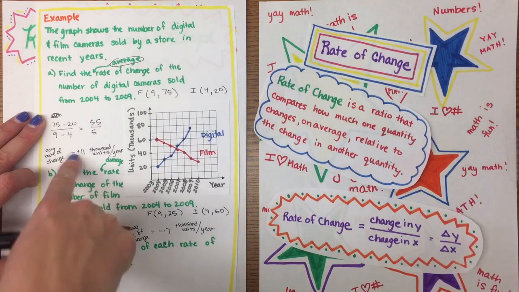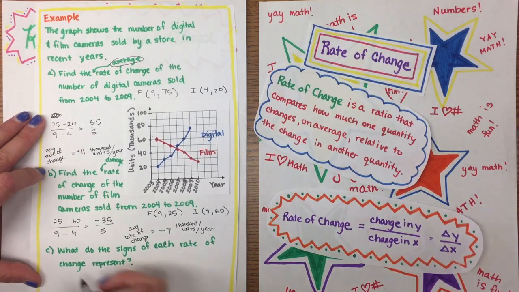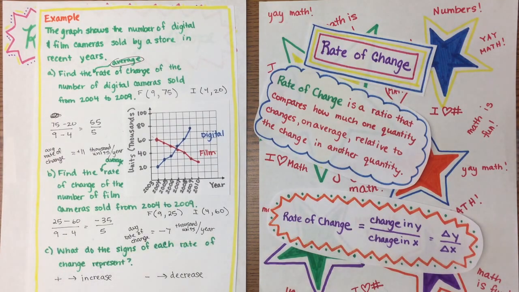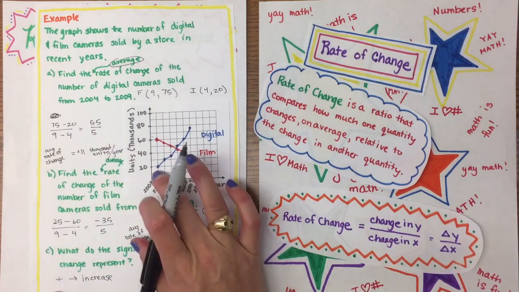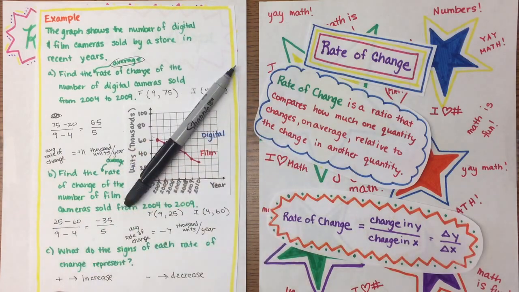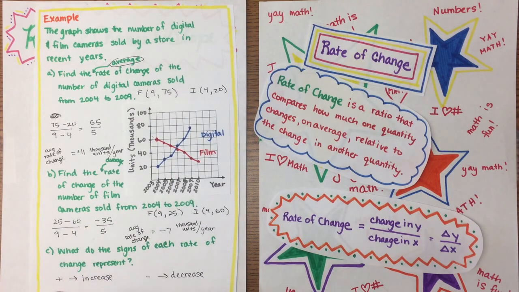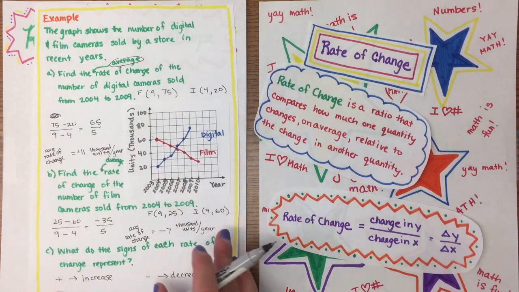You'll notice that in A, this is positive, and in B, this is negative. A positive rate of change is going to indicate an increase over that time, and a negative is going to indicate a decrease. You'll also note that it relates to my graph in that digital had a positive rate of change and my graph goes up to the right, and film cameras have a negative rate of change. My graph goes down to the right. The negative means that they're selling fewer cameras each year, positive that they're selling more.